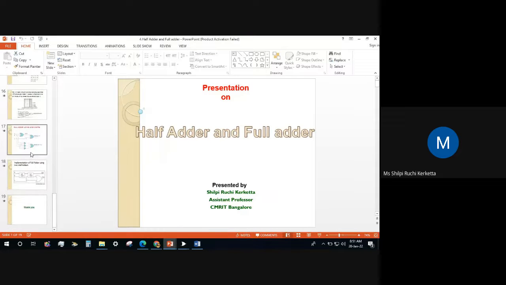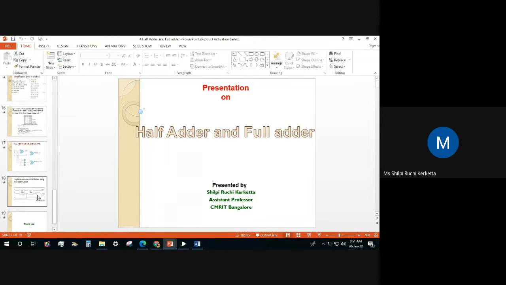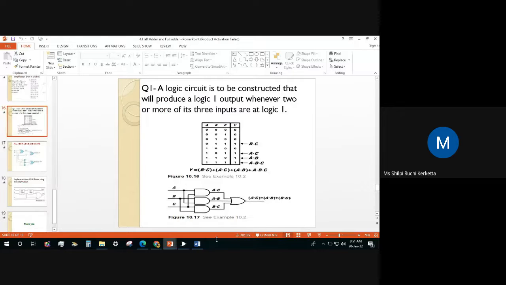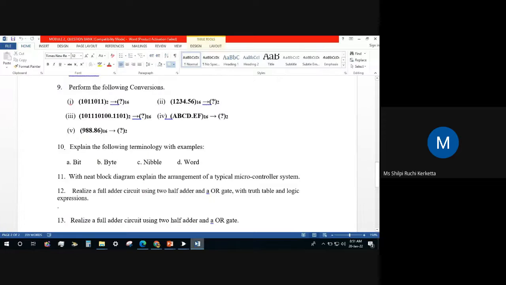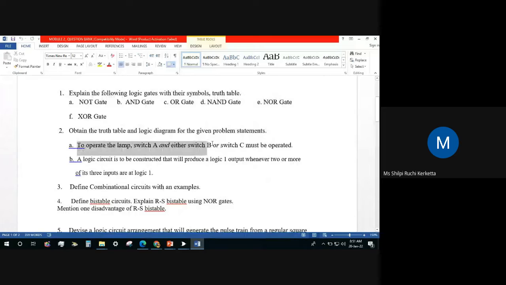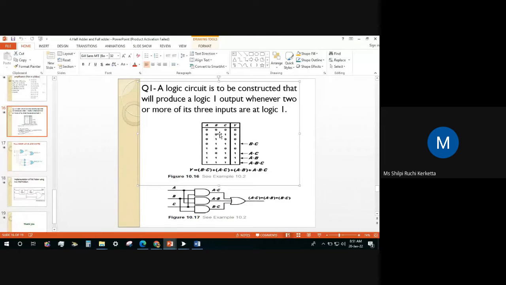So that question is coming in the exam, so study this part. This question has been reversed a little bit. To operate the lamp, switch A, B, and C must be operated. So we can see that we have 3 switches, so 3 inputs are there: A, B, C. If 3 inputs are there, what is the combination? It will be 0, 0, 0, 0, 0, 1, 0, 1, 0. So this is the combination.